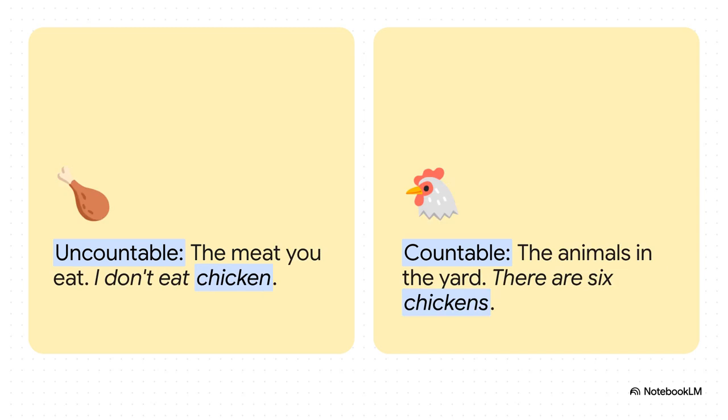And we see the exact same logic with the word chicken. When it's meat on your plate, it's uncountable. But when you're talking about the actual animals pecking around in the yard, well, you can count them. 1 chicken, 2 chickens. It's all about, is it food or is it a feathered friend?